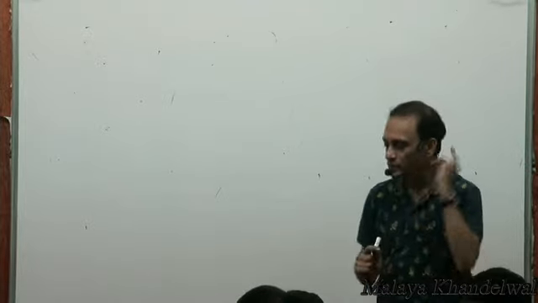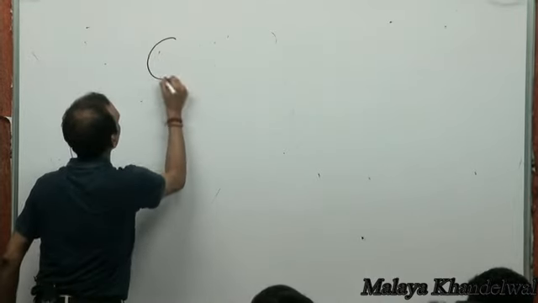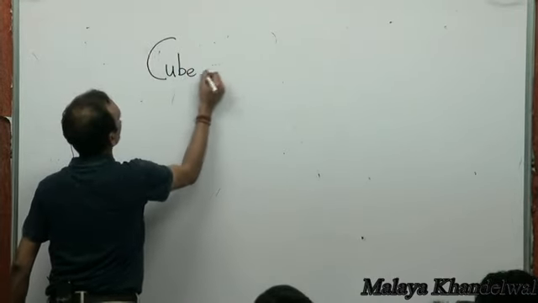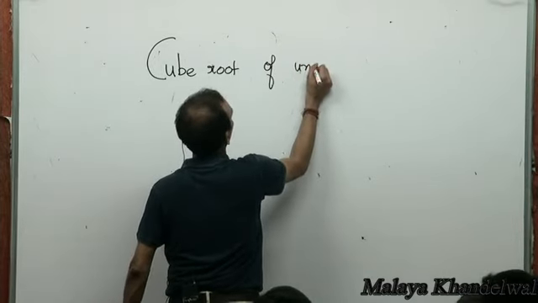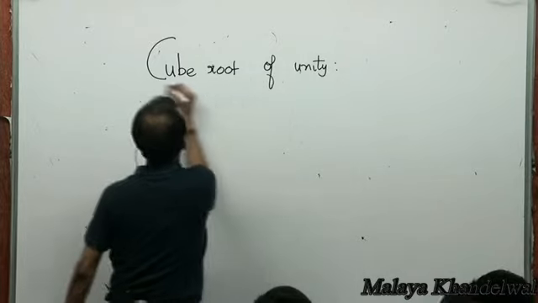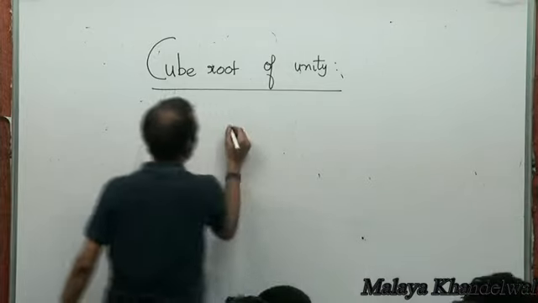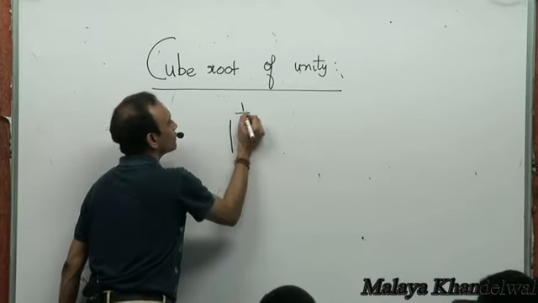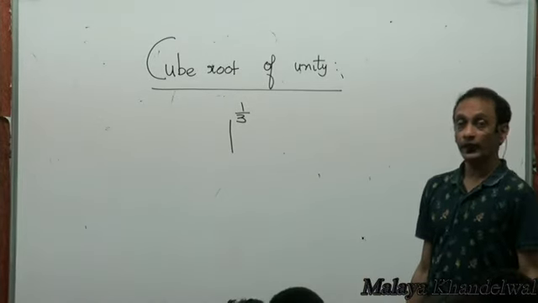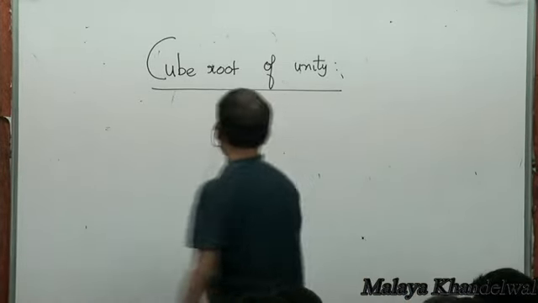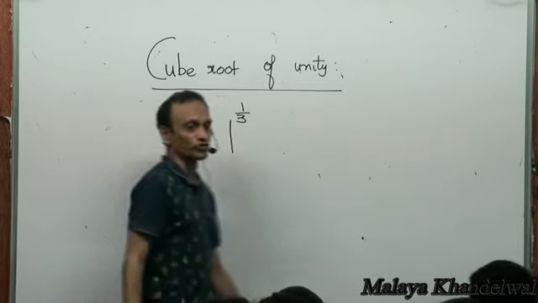One more thing on complex numbers: very often we talk of the cube root of unity. Cube root of unity means 1 to the power 1/3. That's the cube root of unity. And I want to be able to find all those values of x that will satisfy this.